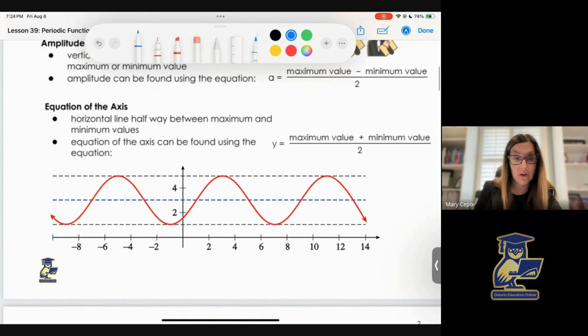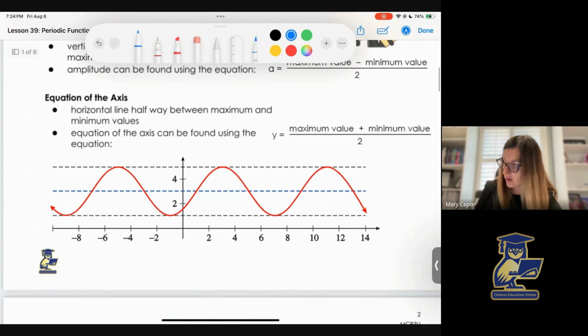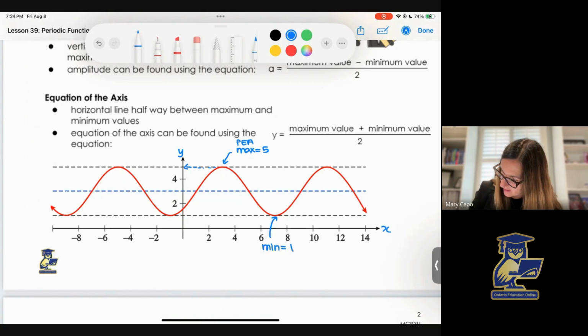Given the following periodic function, we can tell, reading off the graph, that the maximum value, our peak, is 5. Our lowest, this is our trough, our min, is equal to 1. So this is considered a peak, our max. That would be our trough.